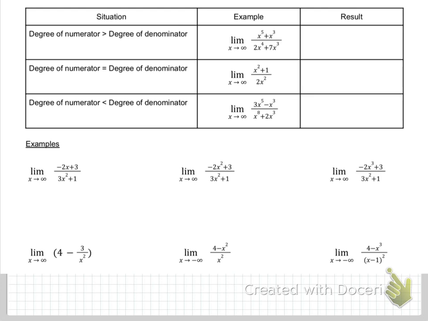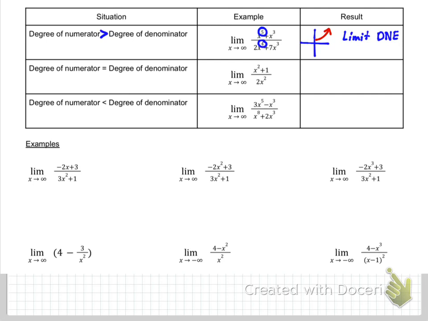We have three situations. The first is when the degree of the numerator is greater than the degree of the denominator. Here's an example of that. Notice how x to the 5th is greater than x to the 4th, and x to the 5th is in the numerator, so 5 is the degree of the numerator. Well, what happens when you plug in really big numbers as x approaches infinity? That numerator, the top, is going to be much bigger than the denominator. It's going to give us a graph that looks like this. It's going to just keep growing, okay? That means that the limit does not exist because it doesn't approach a specific number. It keeps on going up and up, or down and down forever. So if the degree of the numerator is greater than the degree of the denominator, the limit does not exist.